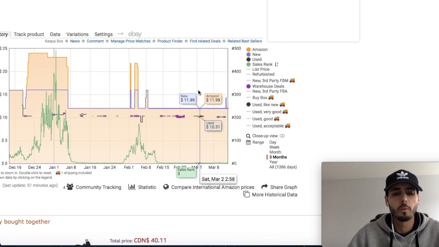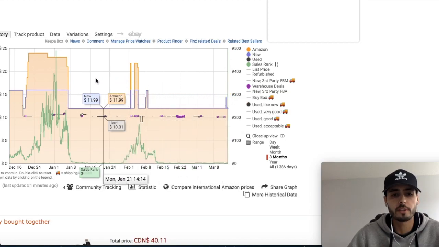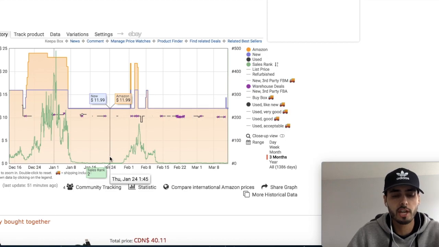So what we can do is when you hover over this chart, wherever you put your cursor, it will actually give you information on that specific day. So if you look at the very bottom of the chart down here, guys, it's actually telling you Thursday, January 4th at 1:45 p.m.